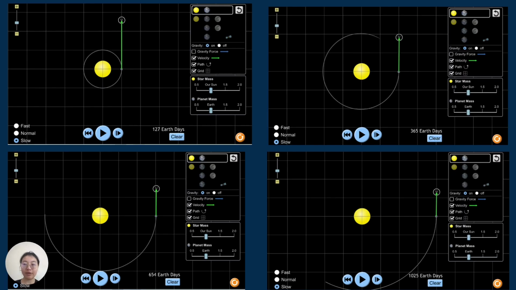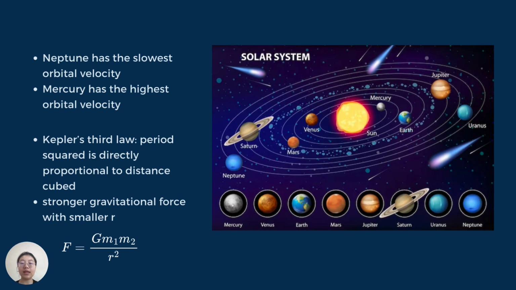When I did the experiment, I found that when the radius was small, the speed required to maintain a circular orbit was large. And as I increased the orbital radius, the speed required was getting smaller and smaller. In our solar system, Neptune is the furthest away from the Sun, so it has the slowest orbital velocity. Mercury is the closest to the Sun, so it has the highest orbital velocity.